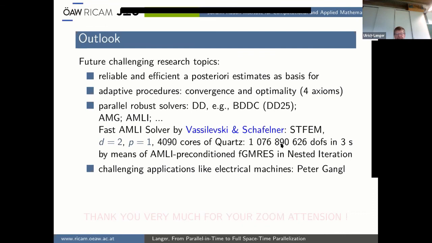There are challenging applications like electrical machines, and this was mentioned in the preceding talk. My former PhD student, who is now a postdoc, started with Peter Gangl this simulation of electrical machines. He has already a code that can compute such an eddy current problem for electrical machines in the space-time cylinder, meshing the rotating electrical machine that is fixed in the space-time cylinder.